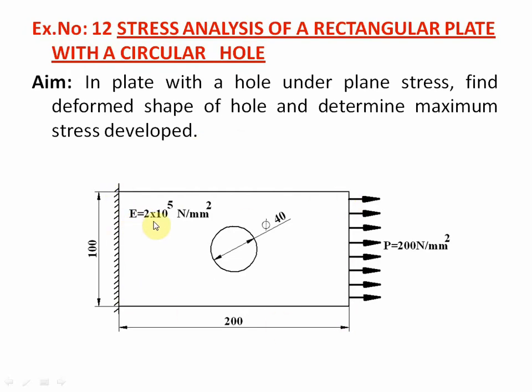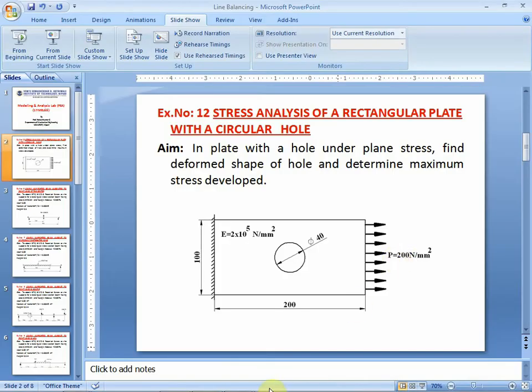Young's modulus is given as 2 into 10 raised to 5 Newton per mm square, and a rectangular plate of 100 into 200 mm. The diameter of the hole is 40 mm, and a pressure of 200 Newton per mm square is applied. Now let us solve it in the software.